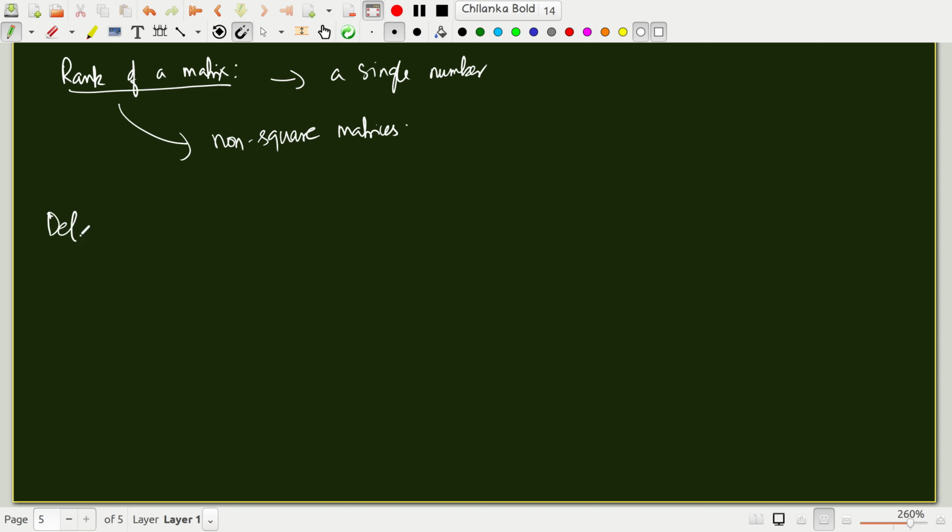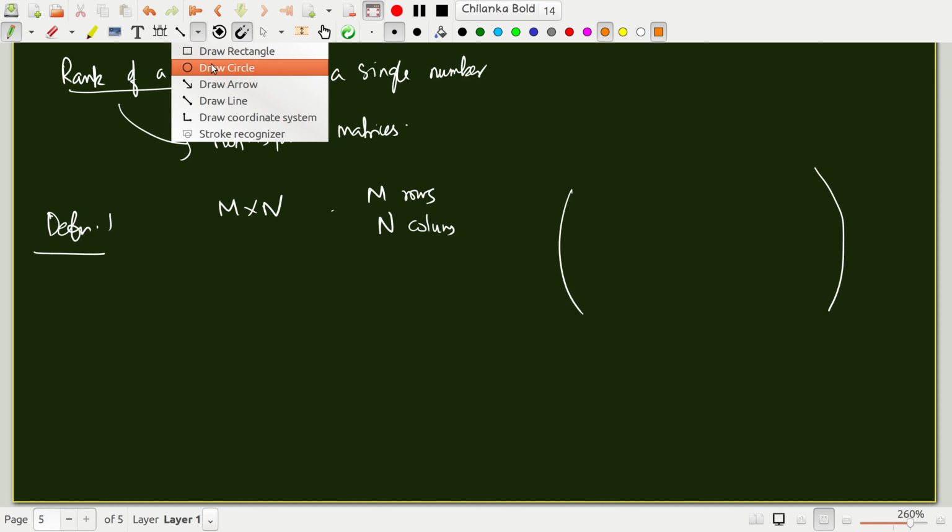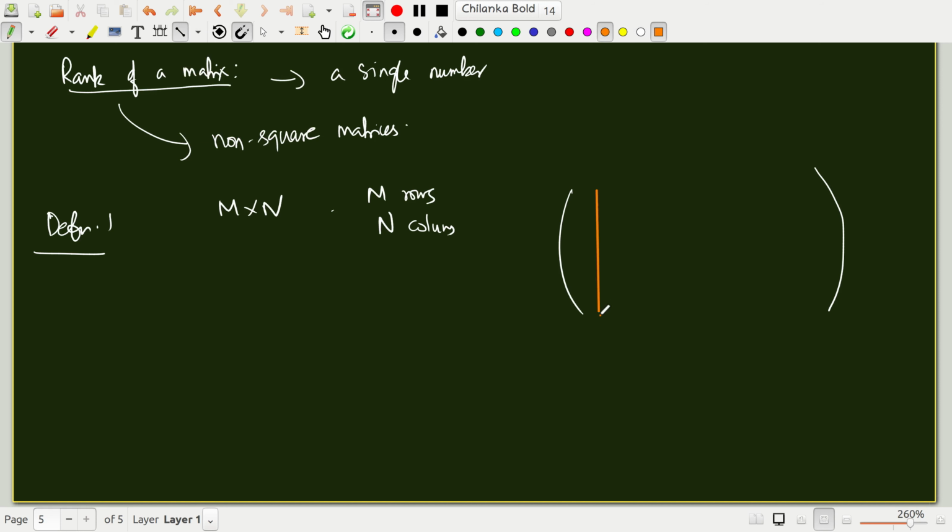So definition 1, suppose I have an m by n matrix, that is, you have m rows and n columns, right? That is the meaning of an m by n matrix. So I can think of this matrix as a collection of n column vectors. So there are n column vectors, 1, 2, 3 and so on up to n: the first column, second column, third column and nth column.